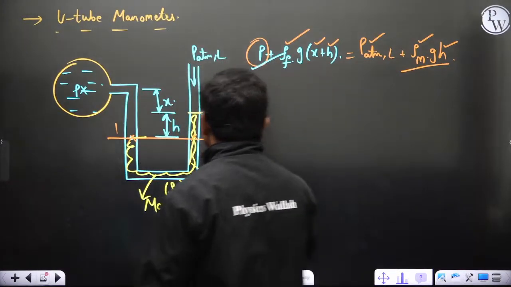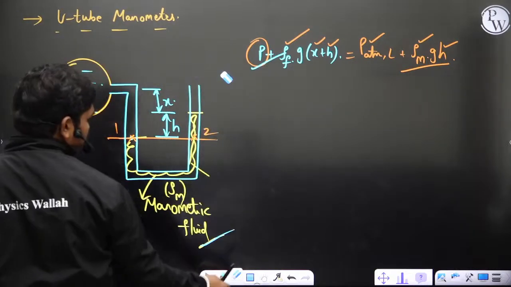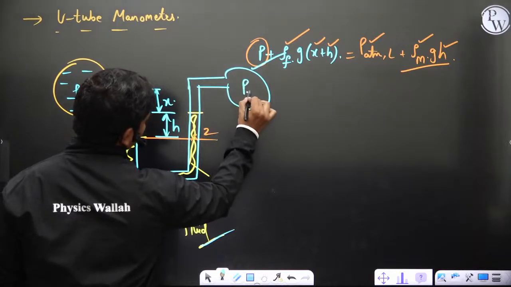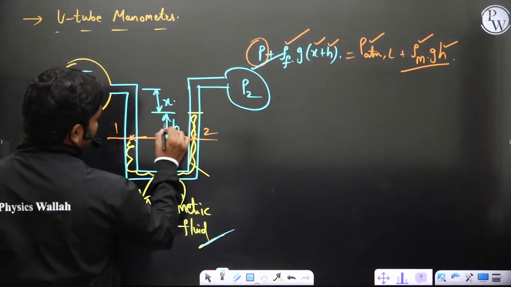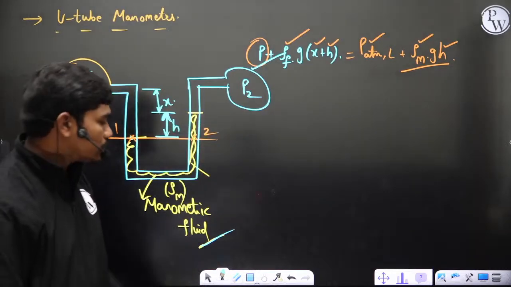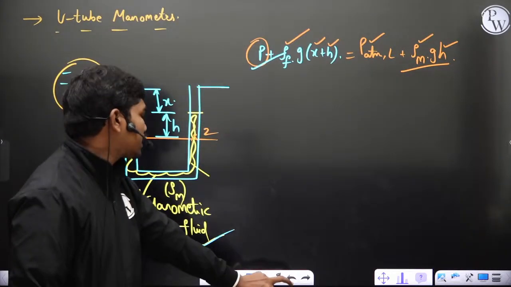Just instead of leaving this to atmosphere, what you can do is connect one more pipe. That's it. Okay, so then this deflection actually gives you the pressure difference between the 2 pipes actually. Okay, so that's what we can do. But anyway, right now I'm just keeping this.